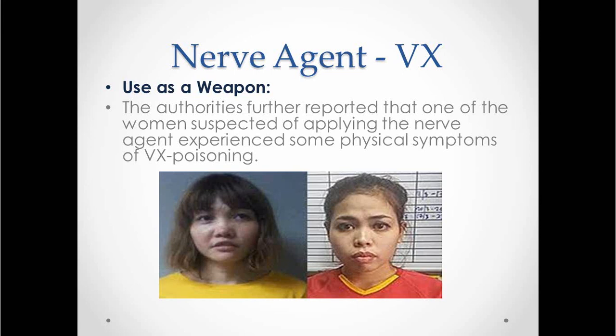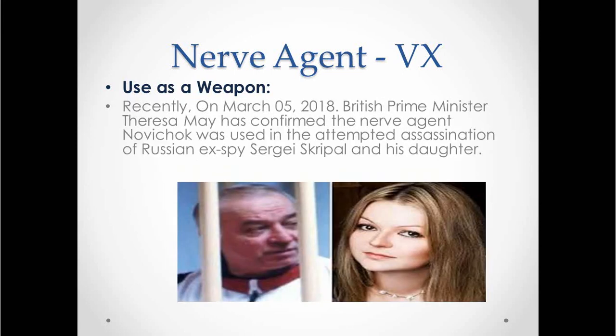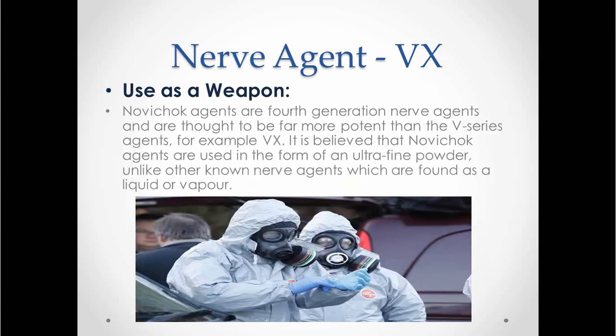Recently, on March 5, 2018, British Prime Minister Theresa May confirmed the nerve agent Novichok was used in the attempted assassination of Russian ex-spy Sergei Skripal and his daughter. Novichok agents are 4th-generation nerve agents and are thought to be far more potent than the V-series agents, for example VX. It is believed that Novichok agents are used in the form of an ultrafine powder, unlike other known nerve agents which are found as a liquid or vapor.